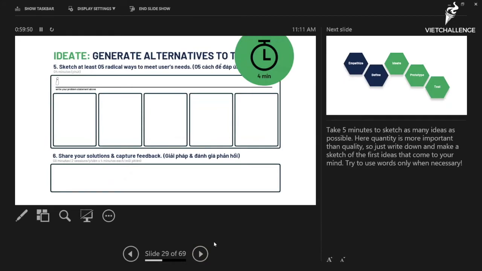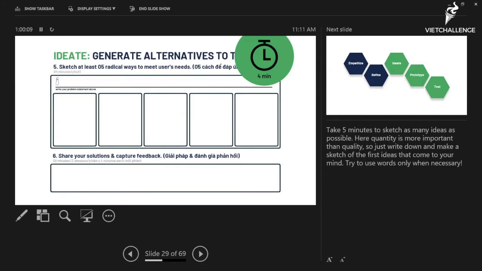Okay, so in your papers, we have the ideation stage. The idea here is that you first write down your statement here, your statement from before of my user needs this because of this. You write it down here at the top. Why? Because it's important to remember what exactly you're solving.